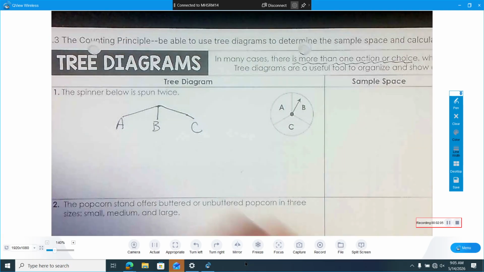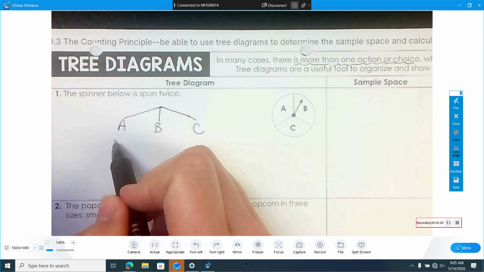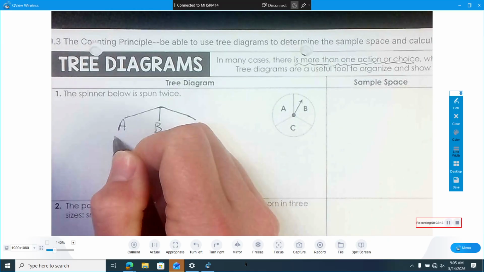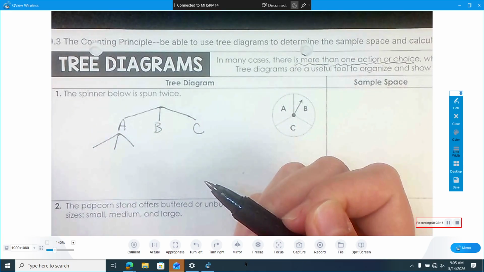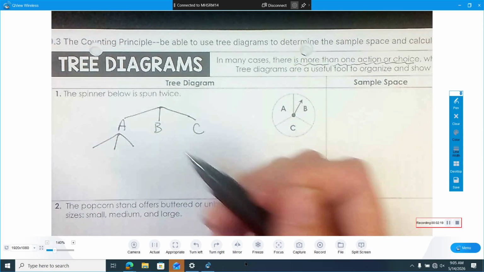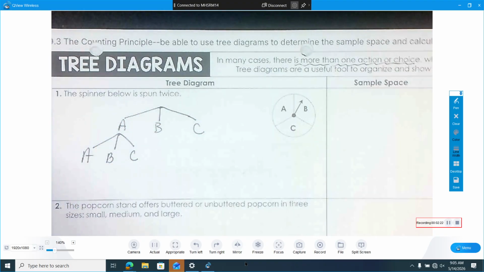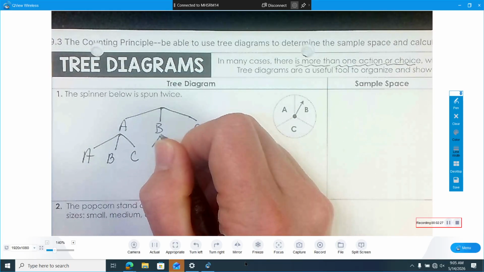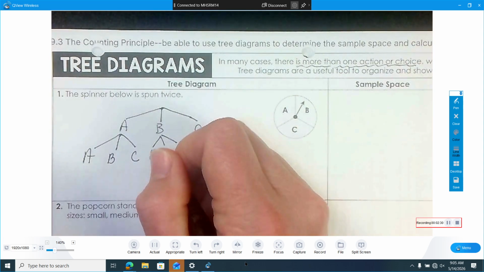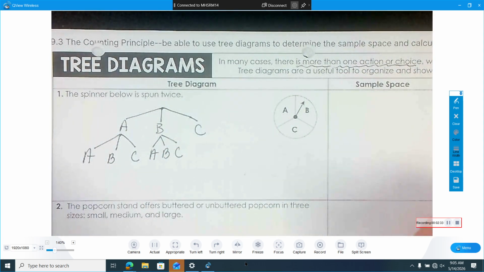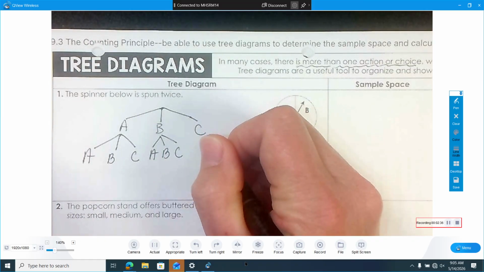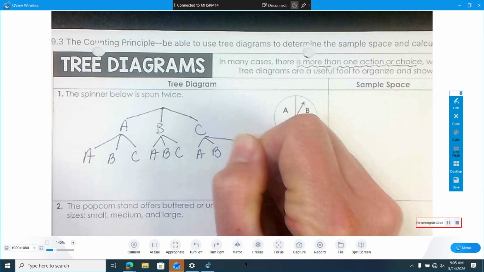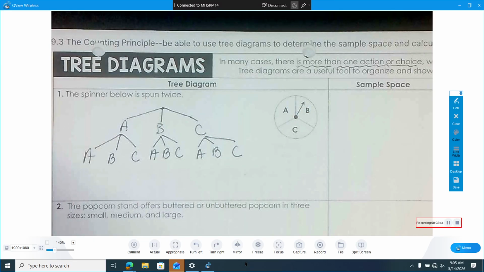Then I'm going to spin another time. Maybe that first spin I landed on an A. I'm going to spin again. What might happen the second time around? I could get an A, I could get a B, I could get a C. Maybe the first time I landed on a B. What could happen the second time I spin? I could get an A, I could get a B, I could get a C. Maybe that first spin I landed on a C. What could happen the second time? A, B, or C. Okay? This is what I would call the simplest tree diagram that we could do.